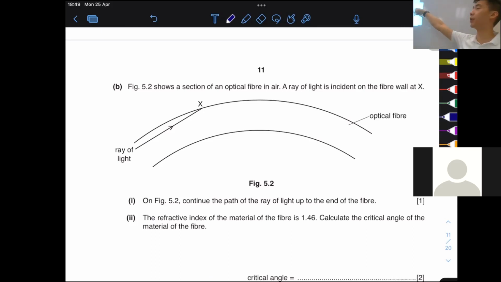When we are drawing the optical fiber, we know for a fact that this is total internal reflection, right? I think everyone should know this, right?